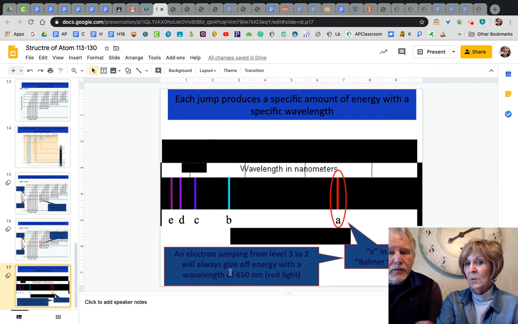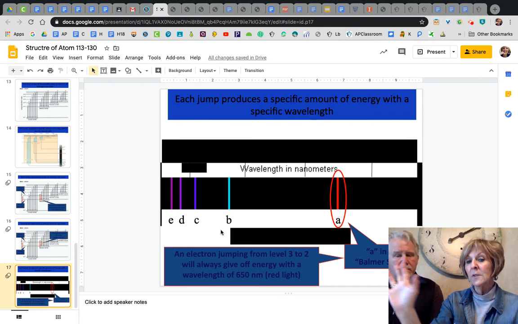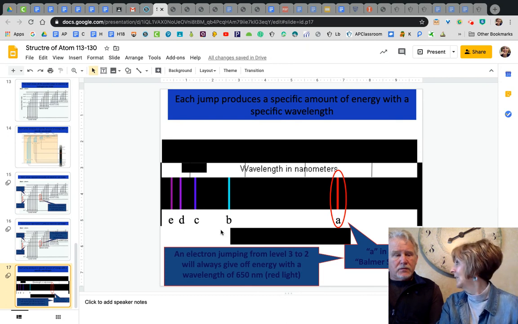So this is what you were explaining in that other slide, right? That's a very specific type of series that allows us to see only in the visible range. And those other series are either too small of wavelengths and we can't detect with our eyes, or too long of wavelength and too low energy to be able to see.